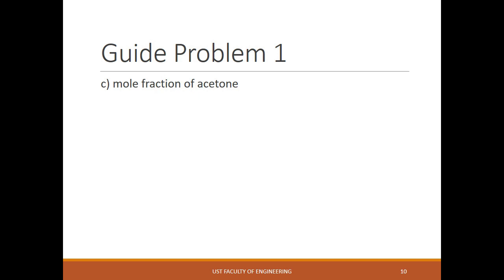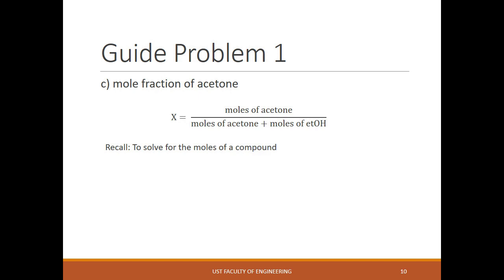For part C, we are asked to solve for the mole fraction of acetone. The formula of the mole fraction of acetone is given by the moles of acetone divided by the sum of the moles of acetone and the moles of ethanol. Therefore, we will be needing the number of moles of acetone and ethanol. Let us recall from Module 1 that the number of moles is equal to the mass divided by the molecular weight.